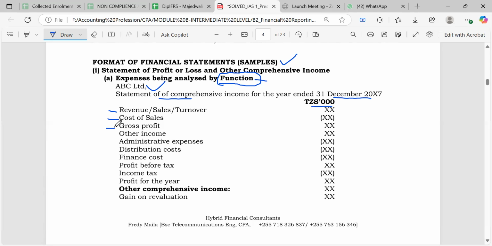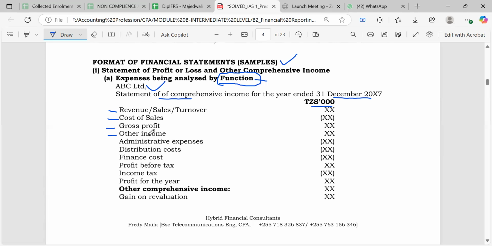And we know how to get the cost of sales: opening inventory plus purchases or production minus closing inventory. After getting the gross profit, we start to look for other income, but also for other expenses, which are operational ones. For other income, you could just say other income, like gain on disposal of non-current assets.